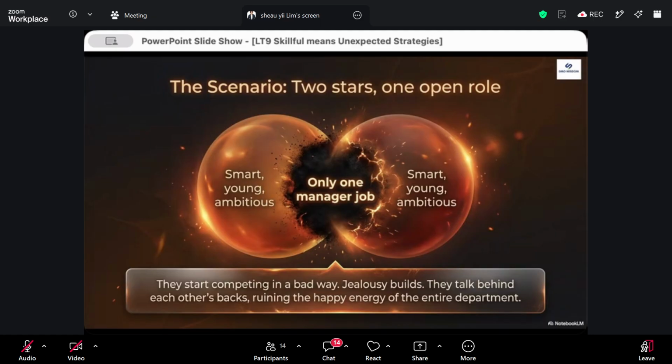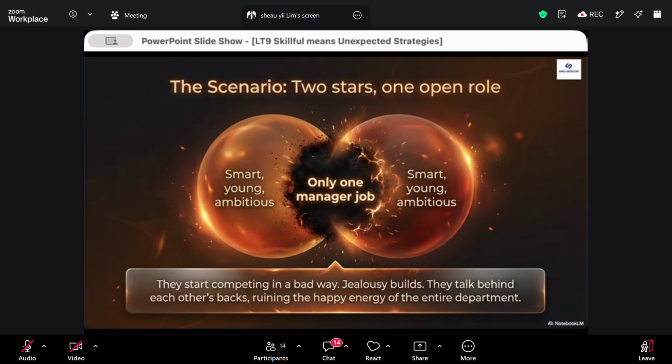Imagine you have two very smart young people in your department, and both of them want to be promoted to manager. But because there is only one manager job available, they start to compare with each other in a bad way. They get jealous of each other, talk behind each other's backs, and start ruining the happy energy of the whole group.